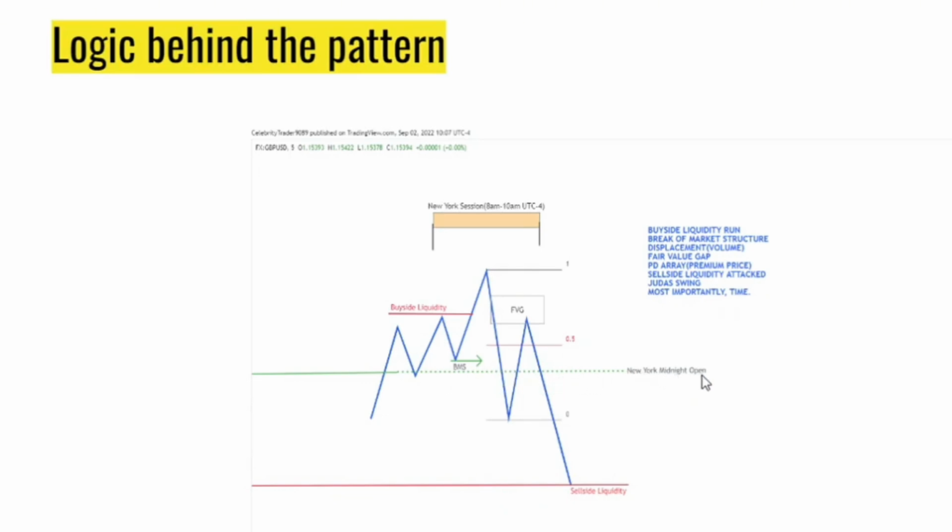Now, Judas swing is basically another pattern of manipulation. A higher pattern of manipulation is called the power three: the accumulation, manipulation, and distribution. I'm going to dive deeper into this in the section, but you need to understand the concept behind this.